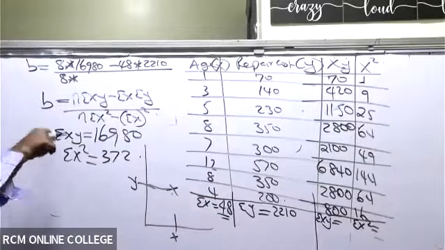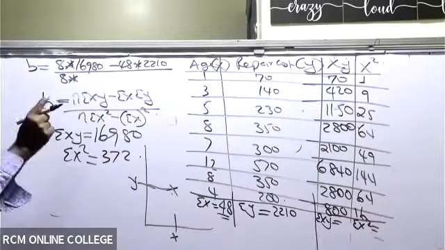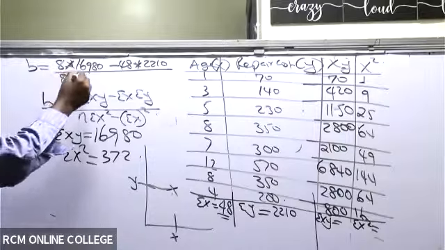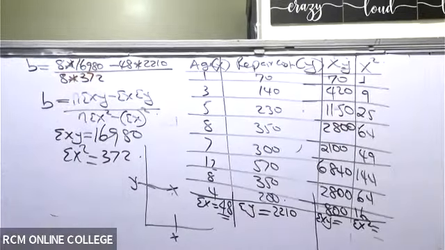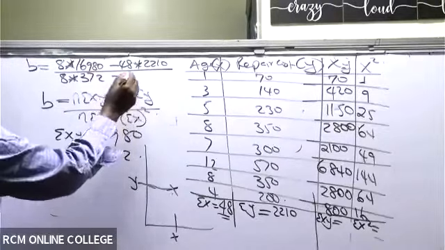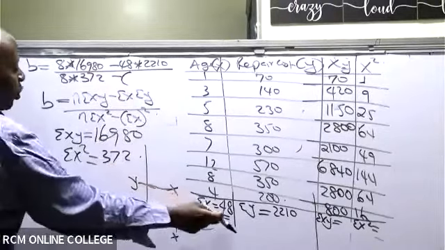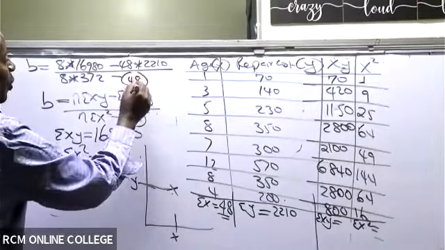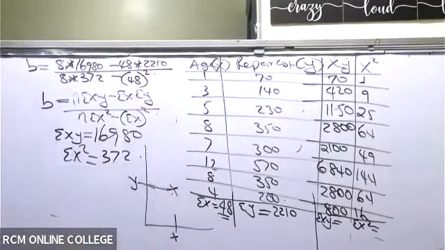Summation of x squared, we were able to do it ourselves by the side and we added, which in this case gives us 372. Minus, now check what we have here in brackets. We have summation of x, so into summation of x here, which is 48, we close like that squared.